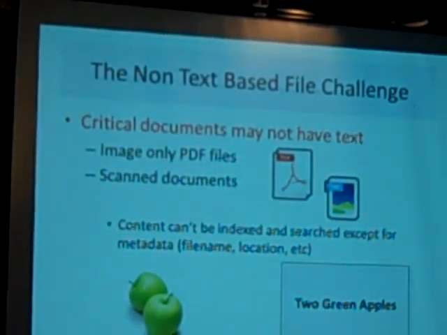Not everything is text, right? Something might have metadata, something is certainly going to have a file name and hopefully an extension, but not everything is going to have text that you can actually index and search on, right? So, here are some examples.